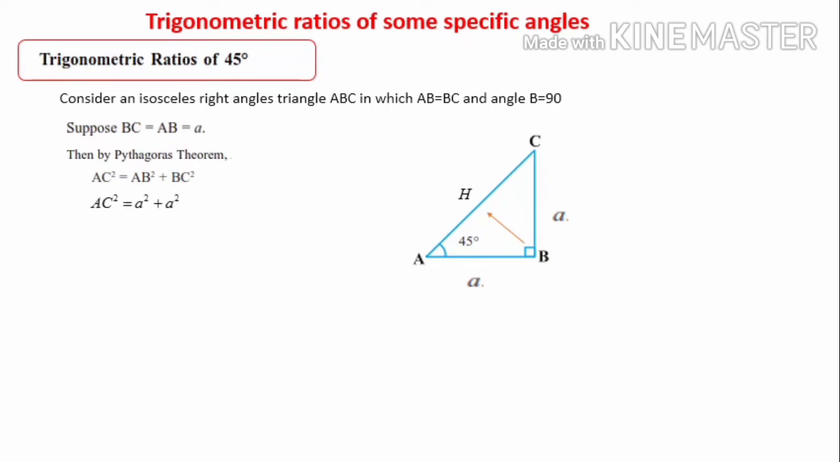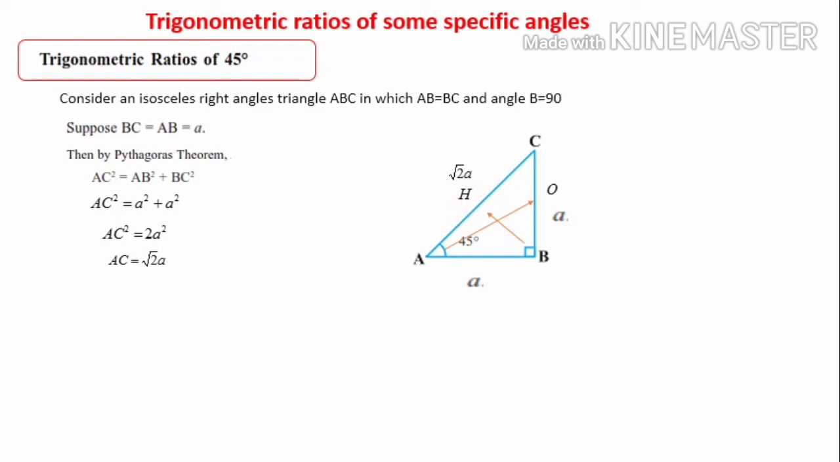plus BC square. That is AC square is equal to AB square we have A square, and BC square we have A square. That is AC square is equal to A square plus A square, we have 2A square. When you take the square root, AC is equal to root 2A. So let's mark the length of the side AC, that is root 2A. Now we have the sides AB is A, BC also A, because it is an isosceles right triangle and the hypotenuse is root 2A. Then let us mark O, A and H.